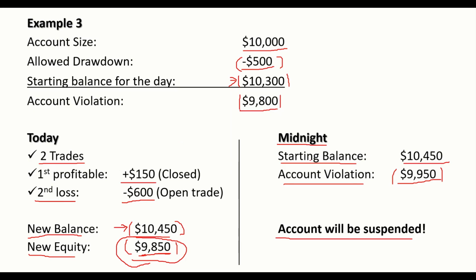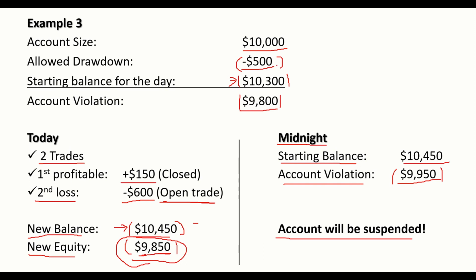The best way to avoid this scenario is for us to close this trade before midnight. Because if we close this trade before midnight, then our new balance would be this 9,850. So the equity at which our account would have violated the rules would be 9,850 minus 500. So we'd actually still be safe.